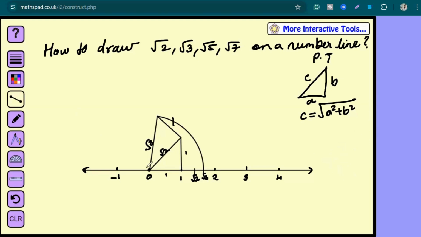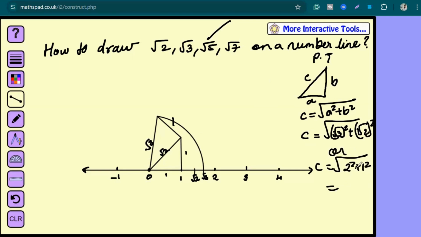Now you can draw root 5 using two different ideas. You can take the square root of root 3 square plus root 2 square, or you can also take square root of 2 square plus 1 square, so that would be root 5. I'm using the second method, which is easier. Now keeping 1 unit from 2 on the vertical side, you can draw a hypotenuse like this from 0. This hypotenuse is your root 5.